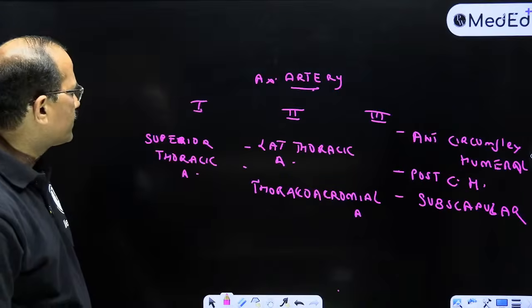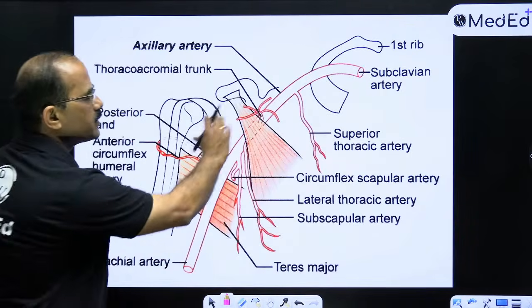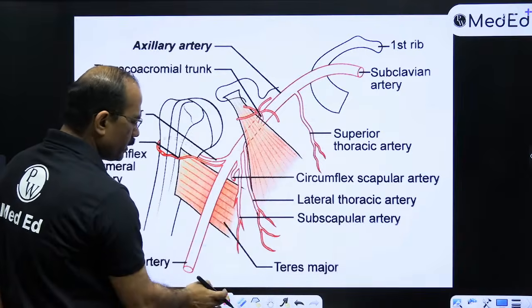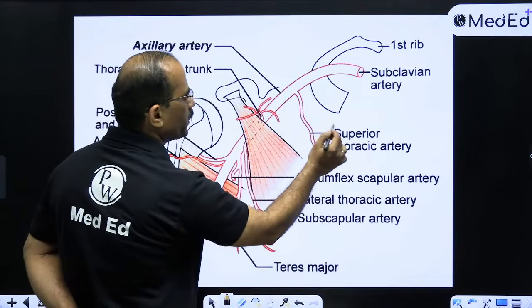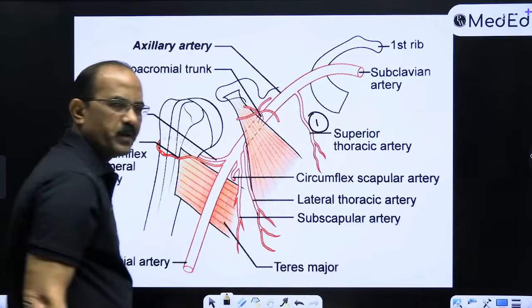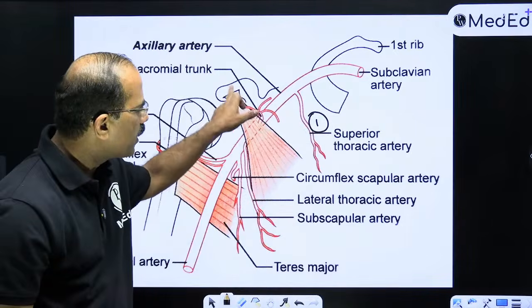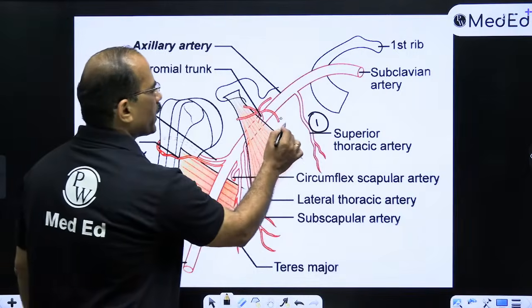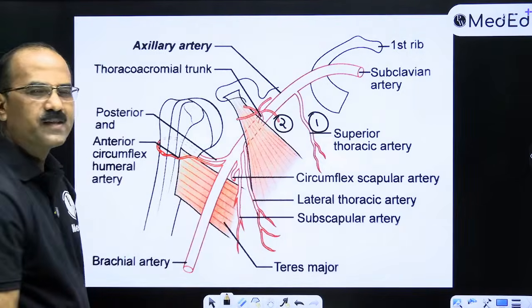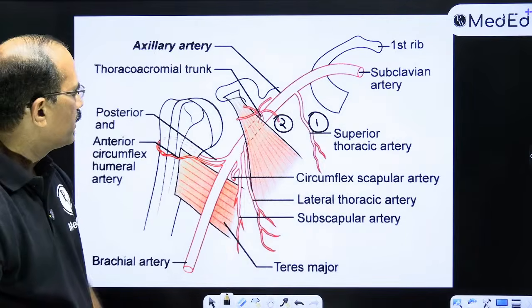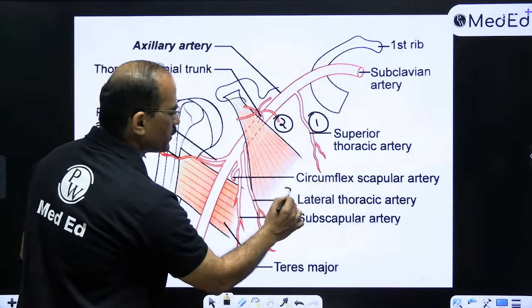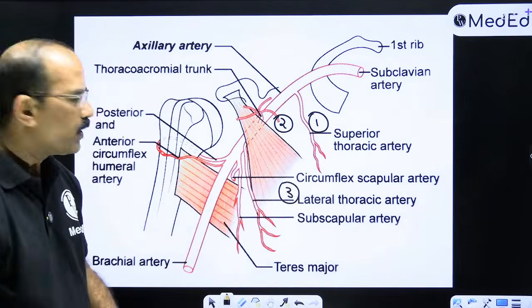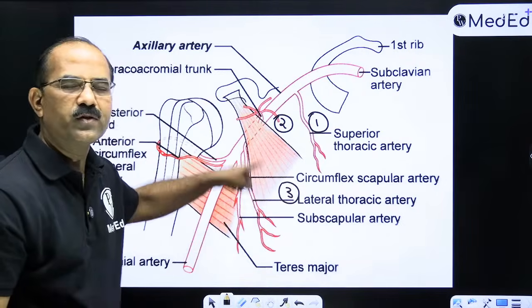Have a look at this. So this is the pectoralis minor. This artery is the superior thoracic artery. Superior thoracic artery is given on the upper border of pectoralis minor. This is the thoracoacromial, a branch from the second part. This is the lateral thoracic artery, a branch from the second part, given on the lower border of pectoralis minor.